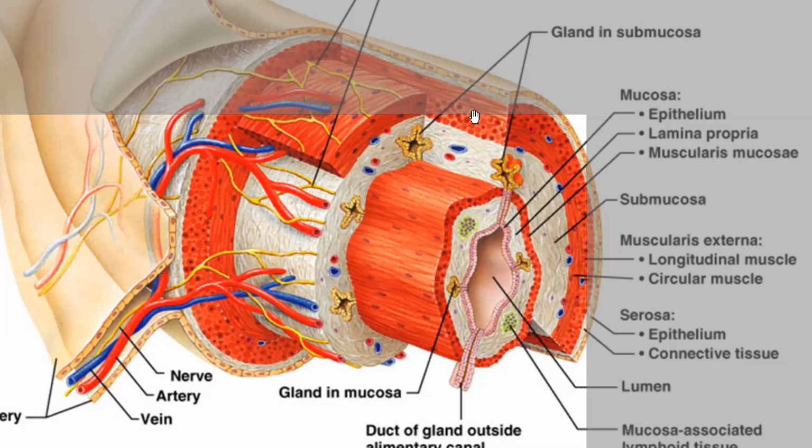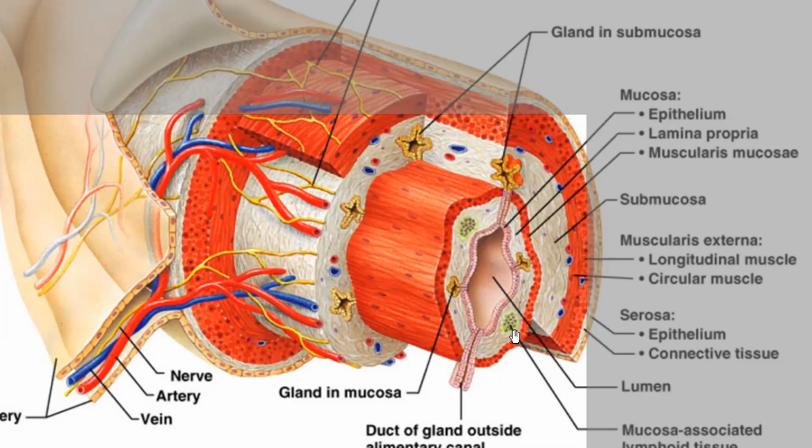And then outside of the submucosa will be the next layer called the muscularis externa. This one is called muscularis externa to distinguish this muscle layer from the muscularis mucosa right here.